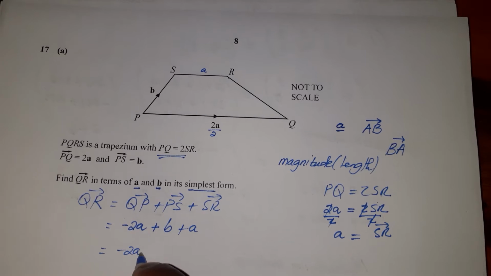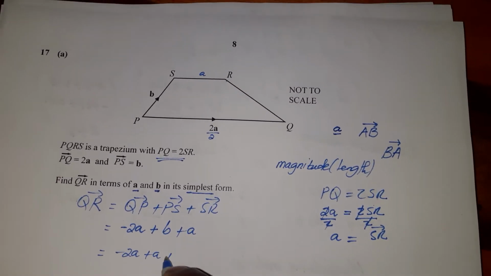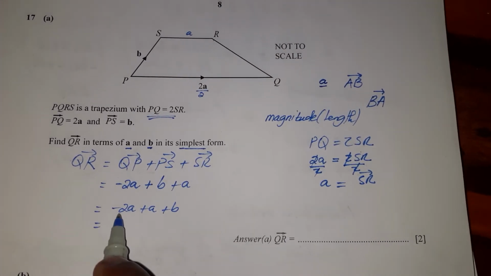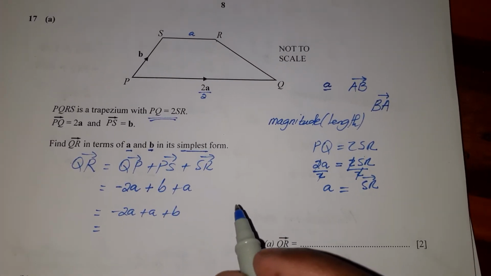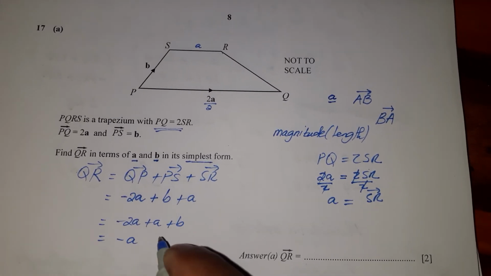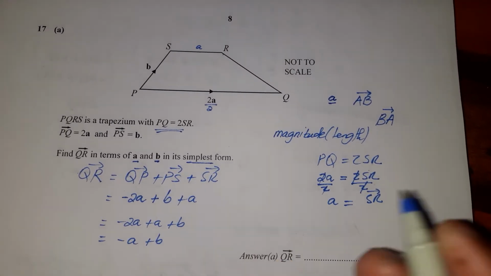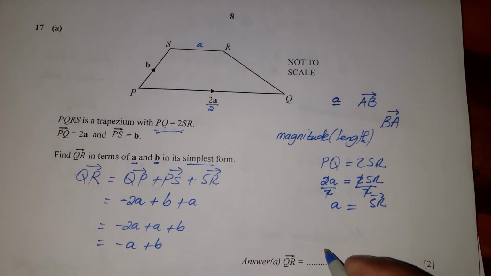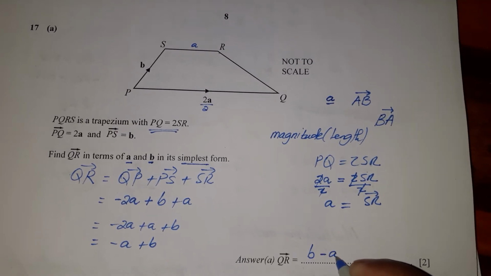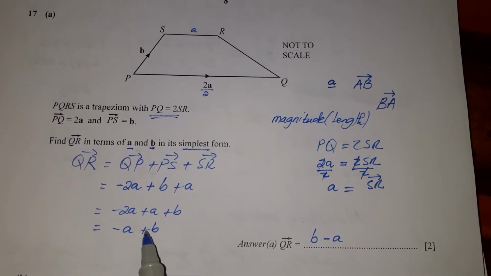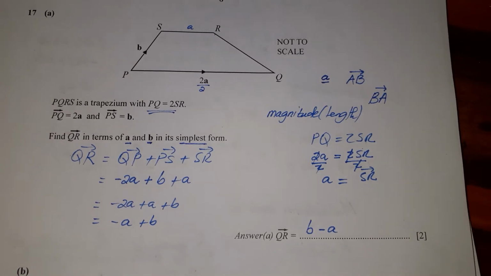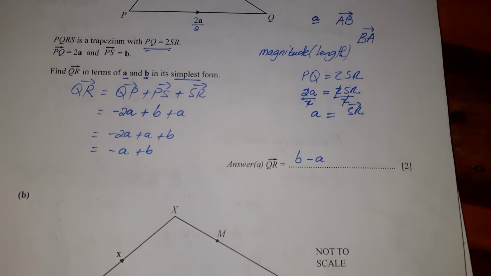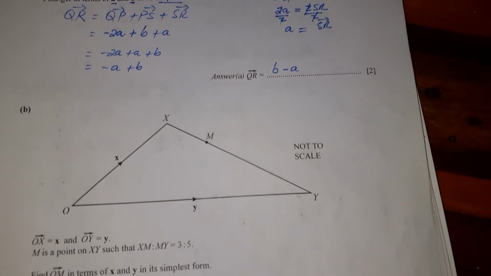Then we can simplify that by collecting the like terms. We have negative 2A plus A and then plus B. So this will give us negative 2A plus A, we should get negative A plus B. So our answer, we can now start with a positive number, B minus A. If you write minus A plus B, it is still correct. We are just trying to start with positive values.